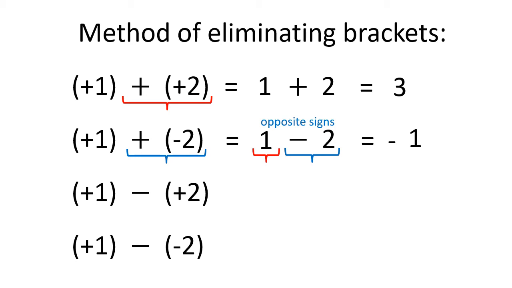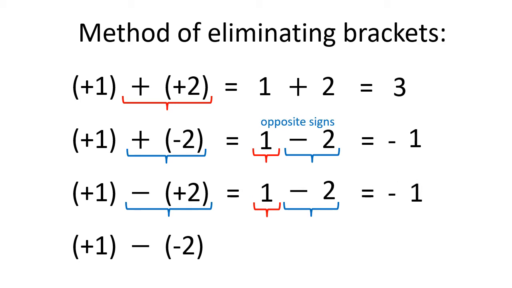The third question is positive 1 minus positive 2. Positive 1 is just 1, and minus positive 2 is negative 2. This is an addition of 1 and negative 2, which is exactly the same as question 2. So the answer is negative 1.